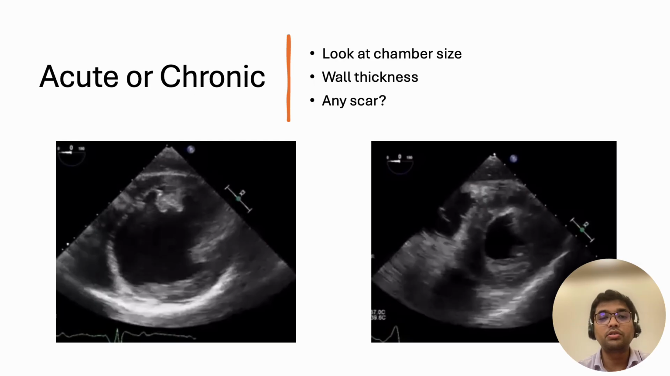Here the wall thickness is normal and your chamber is not enlarged. So this is the case of anteroseptal ischemia in this portion of your wall, and also this is an acute ischemia, whereas in this image or in this loop you can see the chamber is dilated, there is a formation of scar in the anteroseptal area, and also the wall is thinned out in this area.